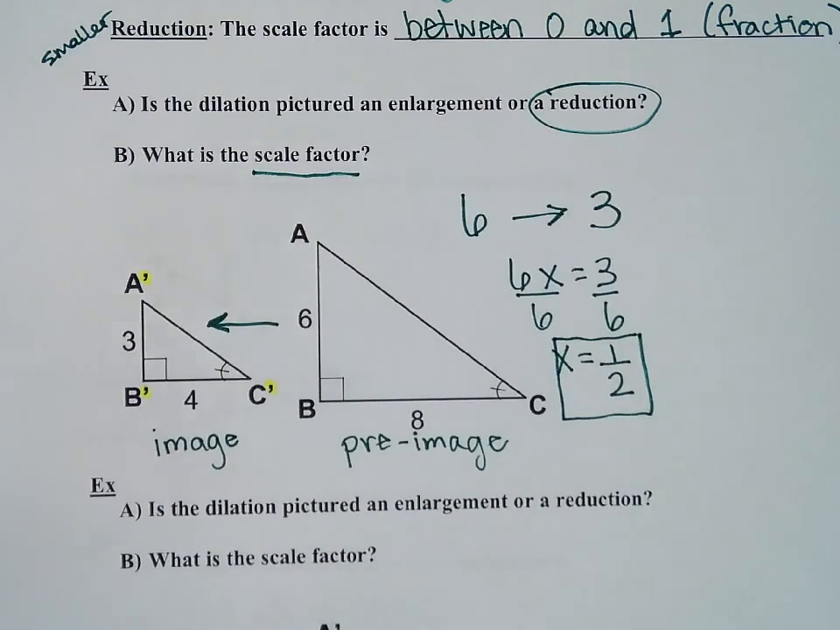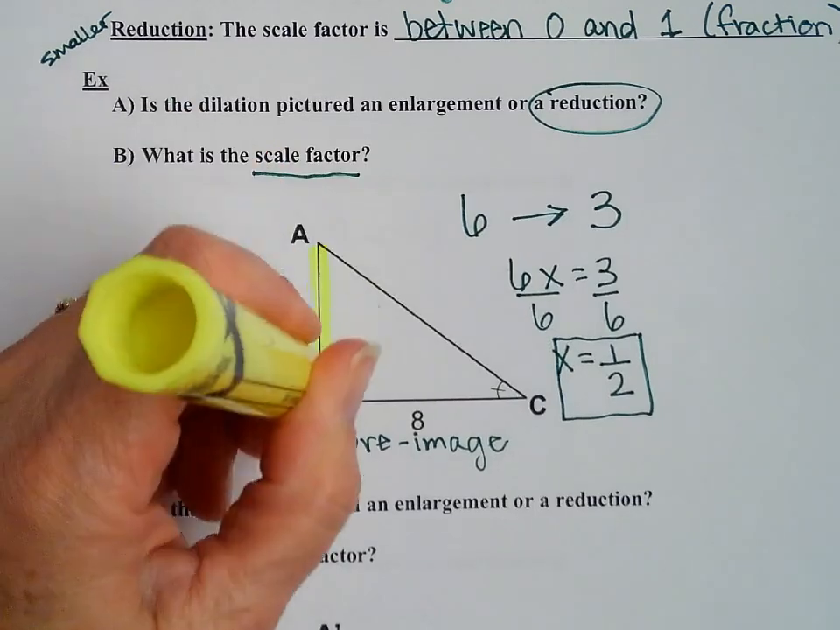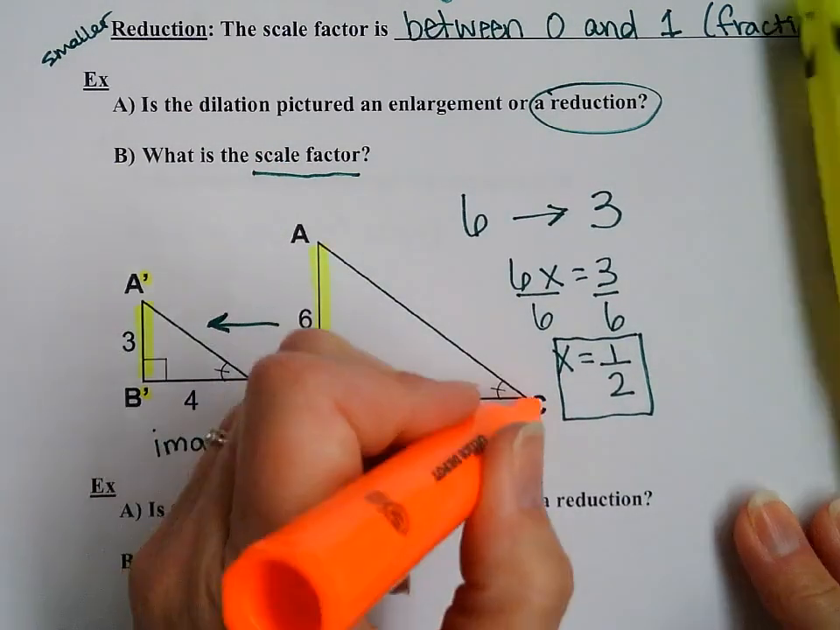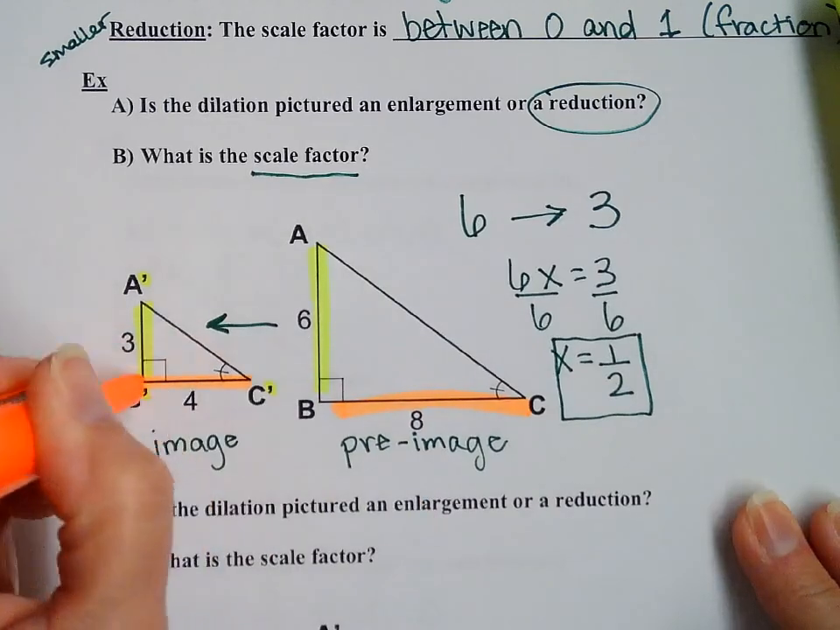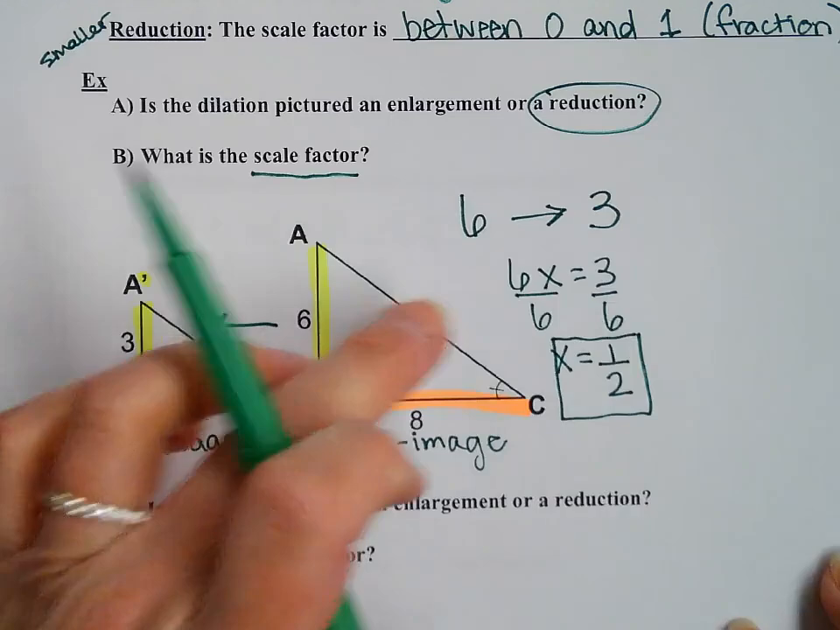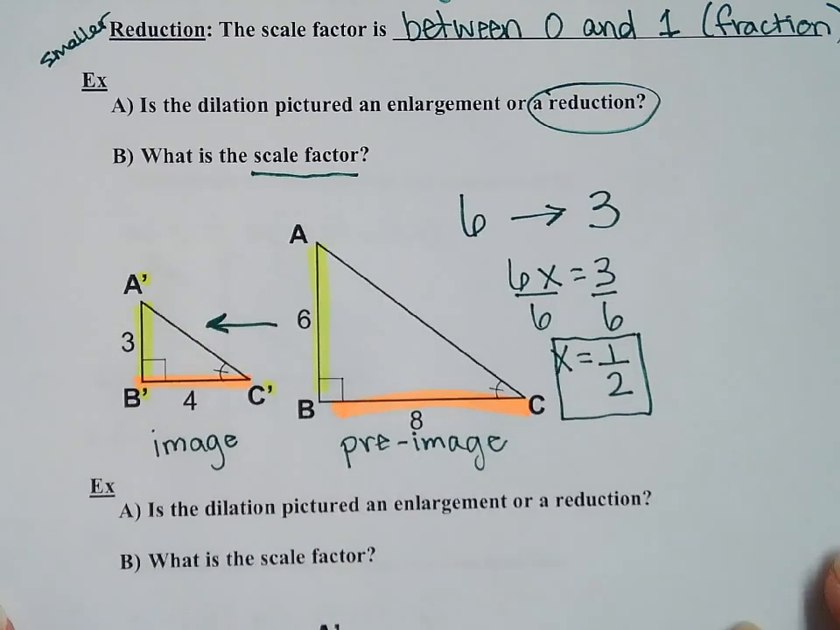So it works for all the sides. If we look at the 6 to 3, that's half. And we can look at 8 to 4. Also a half. All the sides would be, we just don't know this hypotenuse here.